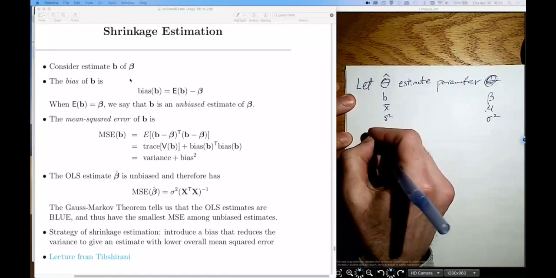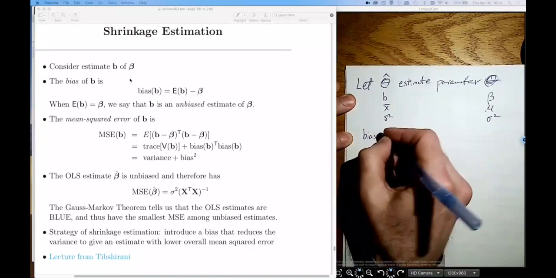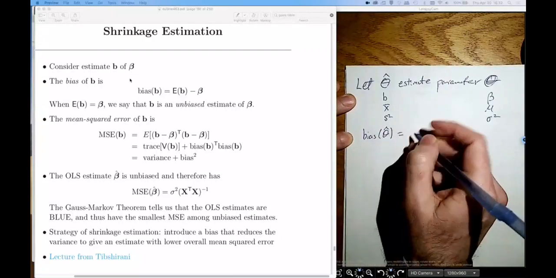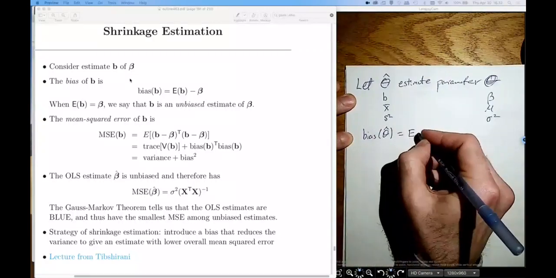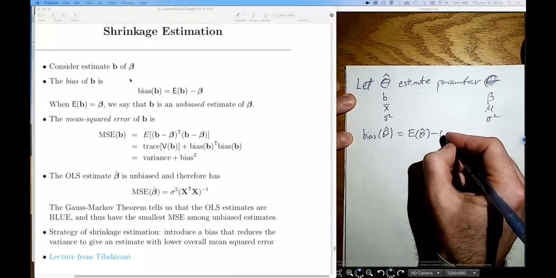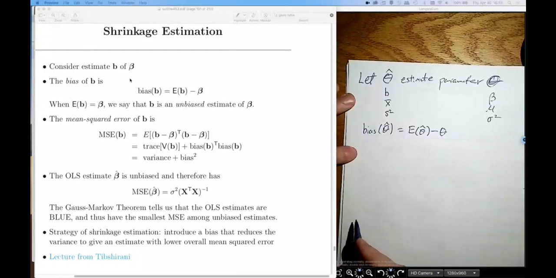All right, the next concept we need is that of bias. The bias of some statistic is going to be the expected value of that statistic minus the parameter. Okay, so that is the bias of a statistic.